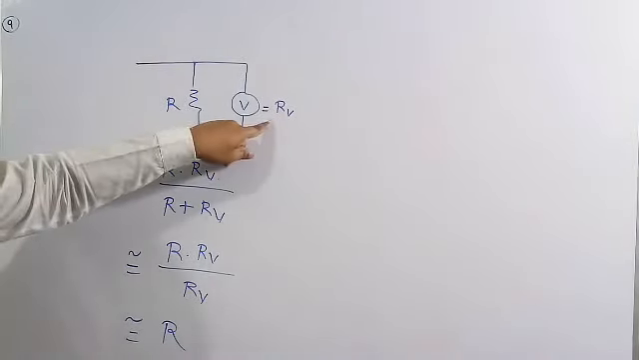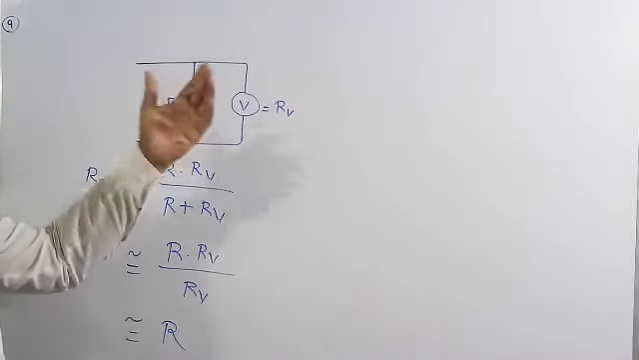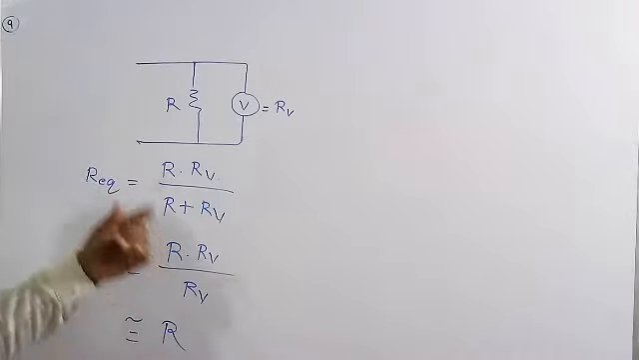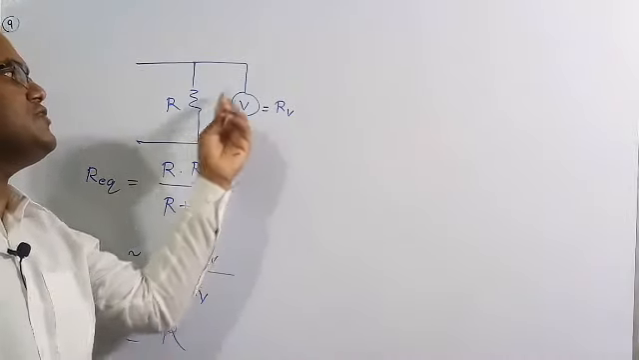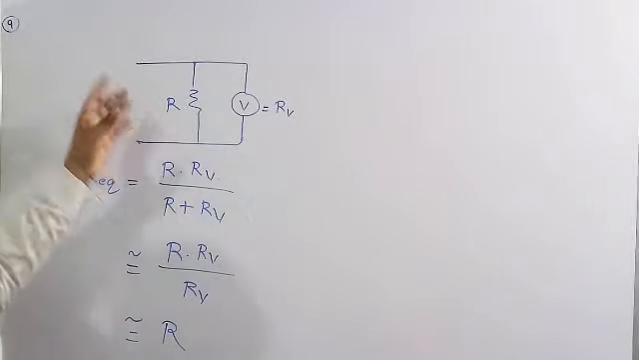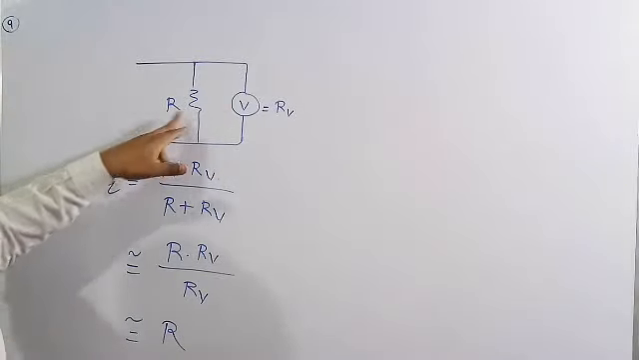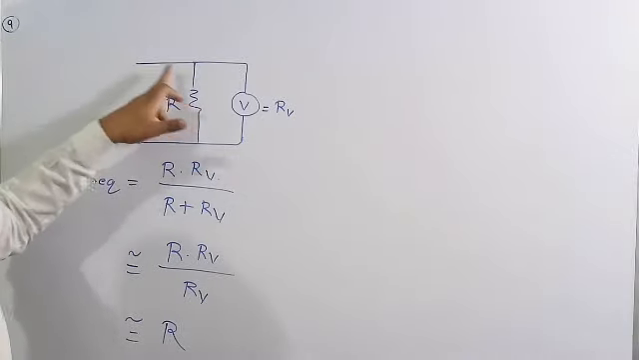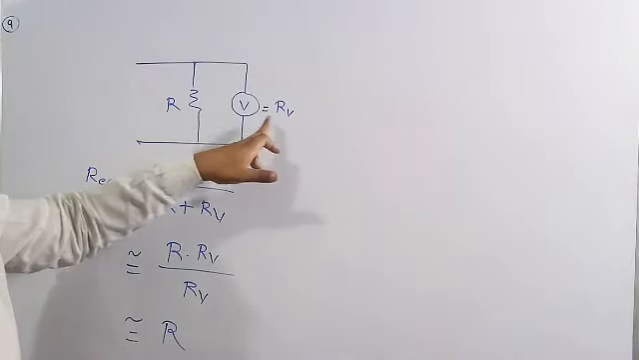Suppose it is very small, then the combination will become a much smaller resistance, so the network will get affected. That is the reason we always need to ensure that the resistance of the voltmeter is very large. Then there is no loading effect, meaning the net resistance is again the same previous value. That is called the loading effect.